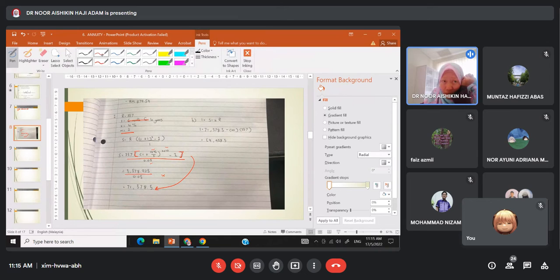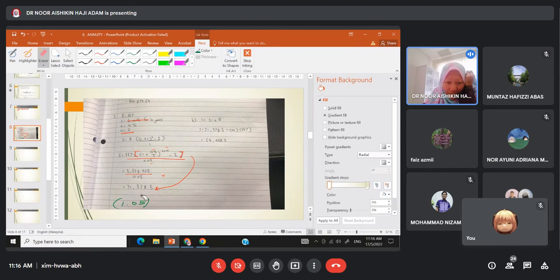Try again. Sampai dapat. Sebab ada je student yang tak tahu kira this part. Dan bila salah buat this part, everything semua betul. Tak dapat tak? Dapat dah. 11,804.54. Betul ke? Betul.